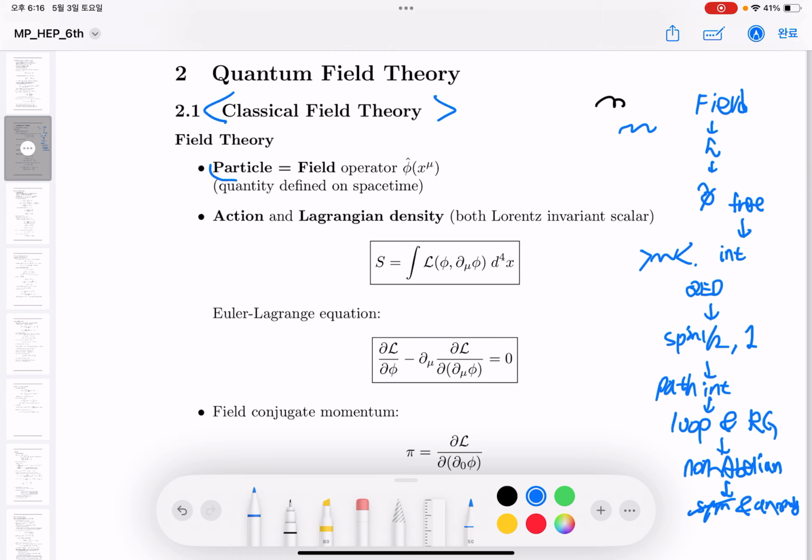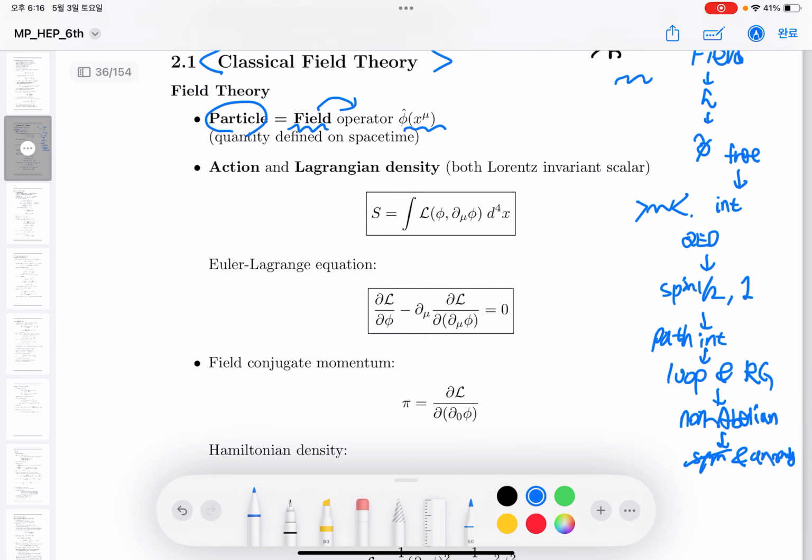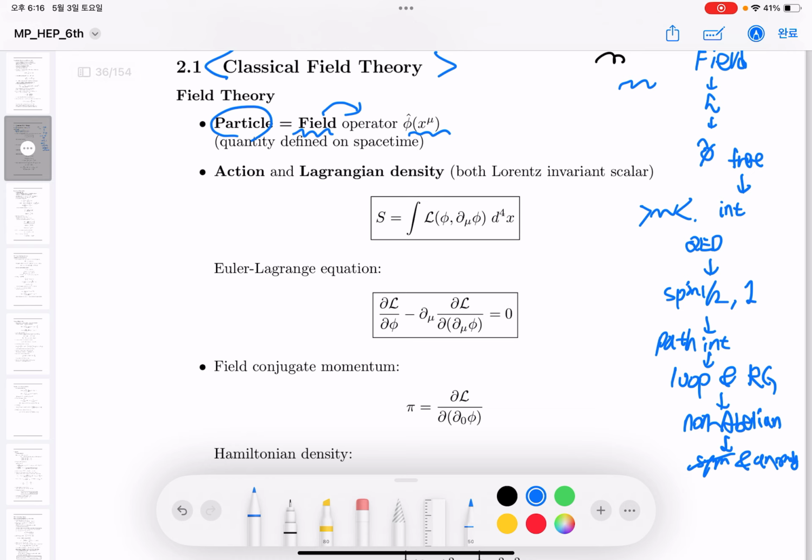The particles are described by field operators. The field is a physical quantity defined through space-time, and this field will become an operator at the quantum level. And by using the field, we can construct the Lagrangian density and action. The action is minimized at the stationary action, and both quantities are Lorentz invariant scalars. So the action is defined as the integration of the Lagrangian density over space-time.